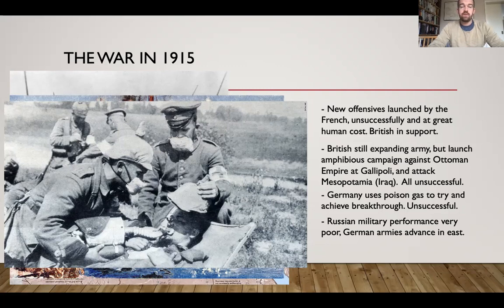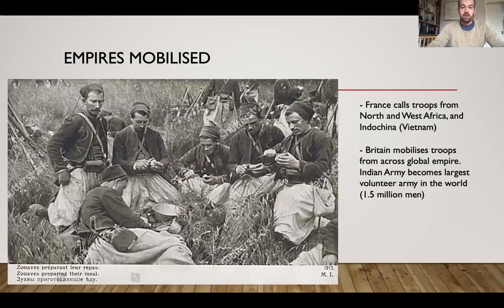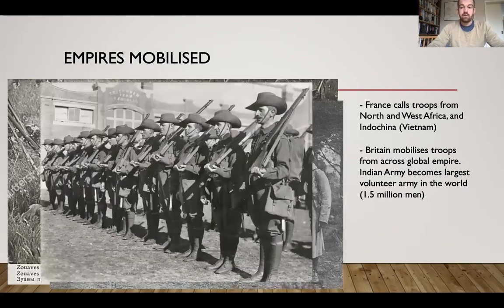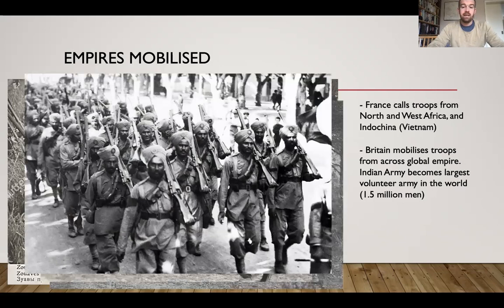The Russians are kind of headline news in 1915 in how poor their performance is. They're being marched backwards too, which was of concern to the British. Empires mobilise, continuing the theme of recruitment, really. These are French Zouaves, North Africans, French West Africans as well. These are Australian soldiers, and the Indian Army comes to be the largest volunteer army in the world. Which is all pretty impressive.